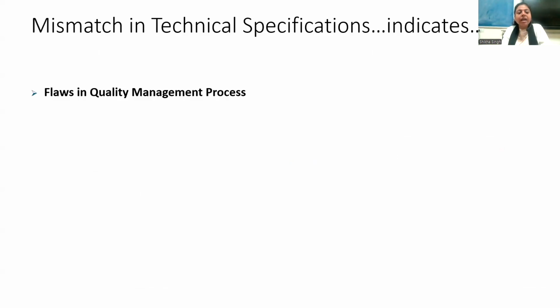right? So it clearly indicates that there are flaws in the quality management process. What do you understand by quality management process? As we already know, the quality management process consists of quality planning, and then during execution of the manufacturing, we try to assure that all the quality standards and all the requirements as per the quality standards are followed and aligned with the quality requirements.